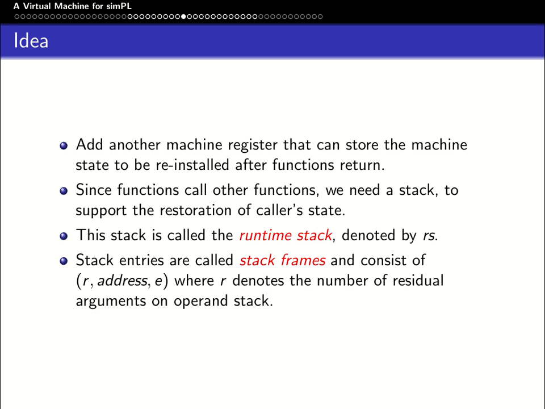The stack frame, not the frame in the stack frame. The stack frame is a triple. So it's the number of residual arguments, we're going to call them, right? So how many do we still have to apply? The address from where we are called, and actually this is not the address from where we are called, because that would be the call instruction. It's the address immediately after, right? That would be sort of the return address, and the environment that was available at the time of the call and which we would have to restore at the point of returning from the call, right?